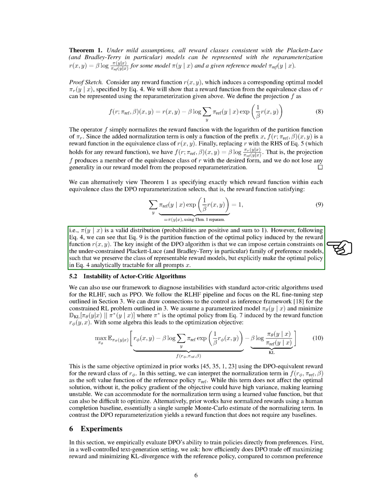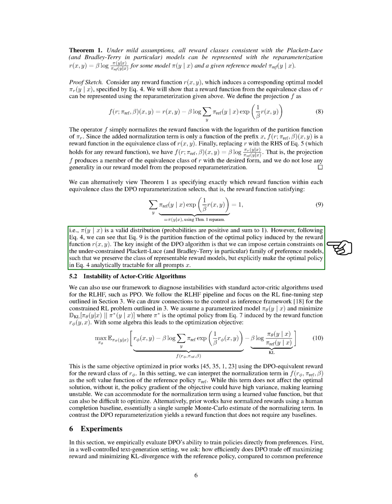We'll be drawing parallels to the control as inference framework for the constrained RL problem. We start by assuming a parameterized model, which we'll denote as pi_theta, that depends on y given x. We aim to minimize the Kullback-Leibler (KL) divergence between this model and the optimal policy, denoted as pi_star, which is induced by the reward function r_phi. After some algebraic manipulations, we arrive at an optimization objective.